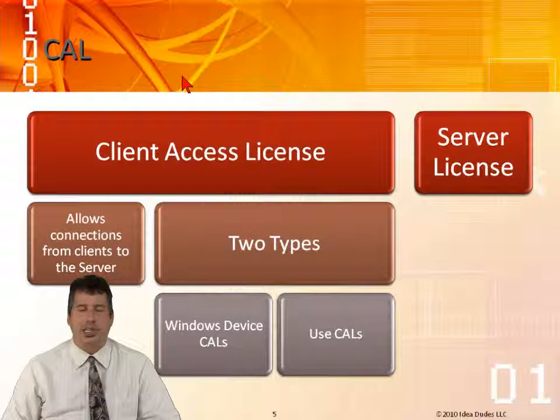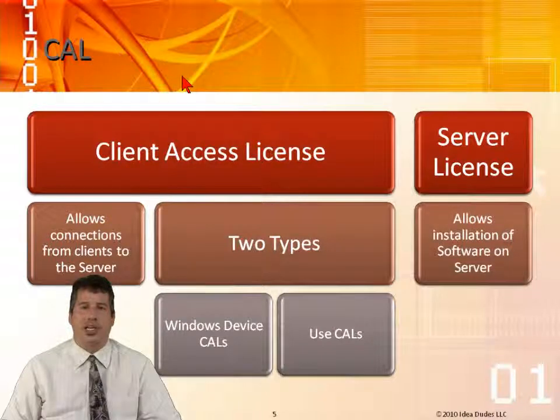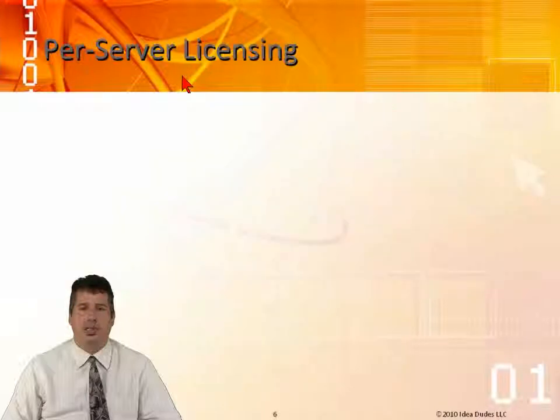So the server license, that is the license that says you can use this software. So you have to have a license for each server that you install. If you have 5 servers that are installed on a virtual machine, for example, then you have to have 5 licenses for those Windows 2003 servers. So each server that you install must have a license. It allows installation of the software on the server. That's what a server license is.